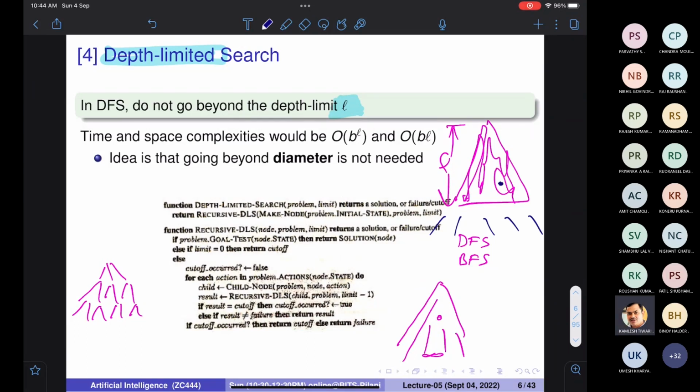In this particular setting, however, there is an issue. How do you find the right value of L? If you set the value of L the wrong way and you search only in this particular area, where this is the value of L, then you would not be able to find the solution. This is, however, a good approach that makes DFS now complete, so that it can find the solution, but it has inherent issues. Make sense?